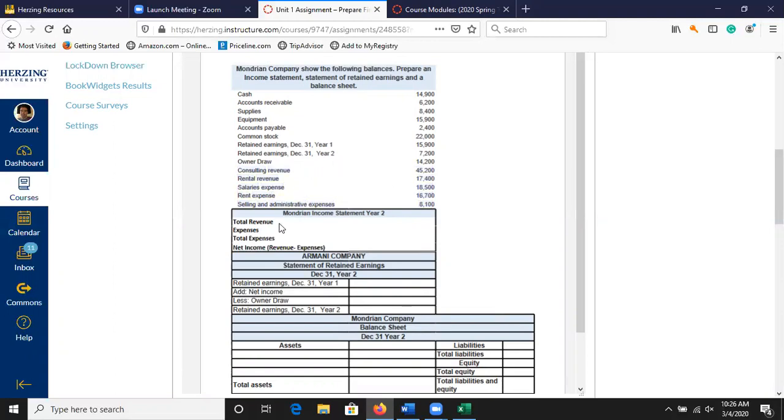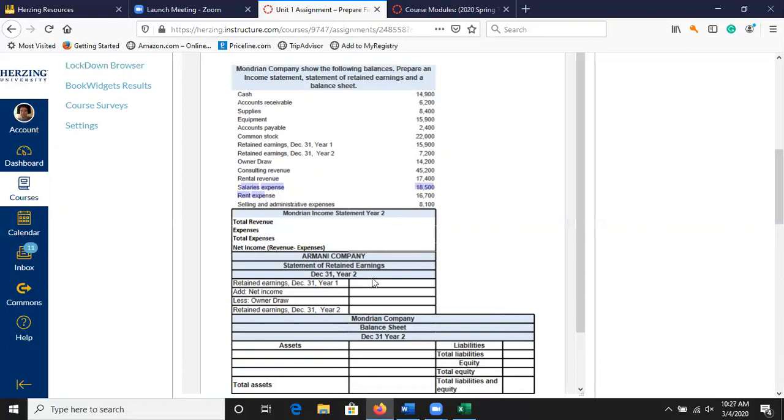And what you also want to do is list them individually, okay? So what you would do is under revenue, you would put rental revenue, $17,004. Then you would do consulting revenue, $45,200. You would list them individually, and then you would total them and get the total figure. Do the same with expenses. List the specific expenses. Don't just total them, all right? So in Excel, you'll have to make a few more rows so you could fit these in, okay? And then your net income is your total revenues, so only your revenues, minus your expenses.